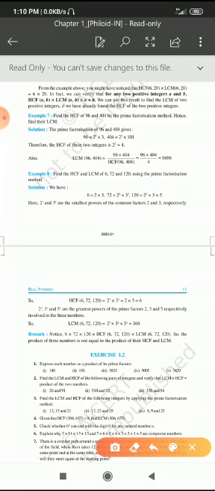Here you have to notice one thing. We have the relation between two numbers and their HCF and LCM. We can say that the product of two numbers is equal to the product of their HCF and LCM. But coming to three numbers, it is not applicable. The product of three numbers is not equal to the product of the HCF and LCM of those three numbers. That you have to recognize here.